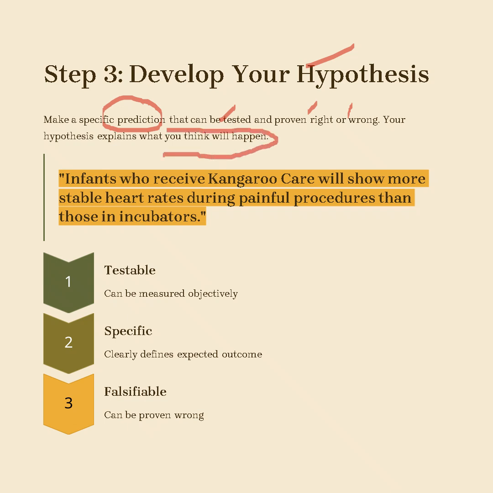So infants who receive the kangaroo care will show more stable heart rates during the painful procedures than those in incubators. Whether it is testable, yes, it can be measured objectively. Whether it is specific, yes, it has defined expected outcomes. Whether it is feasible, yes, it can be proven wrong too. Sorry, it is falsifiable. Okay, so this is the way the development of the hypothesis takes place.